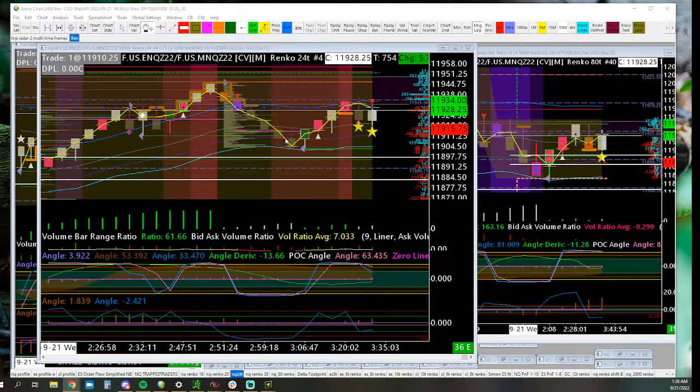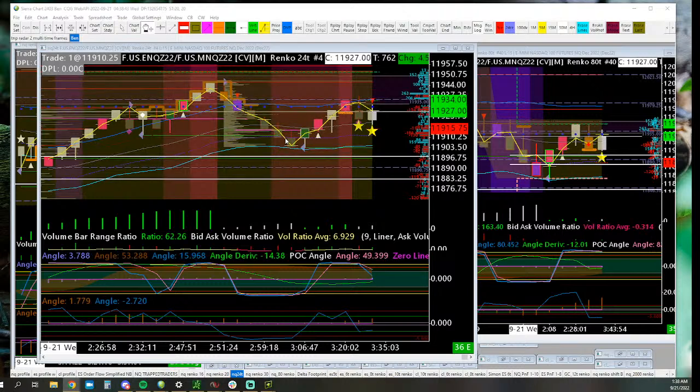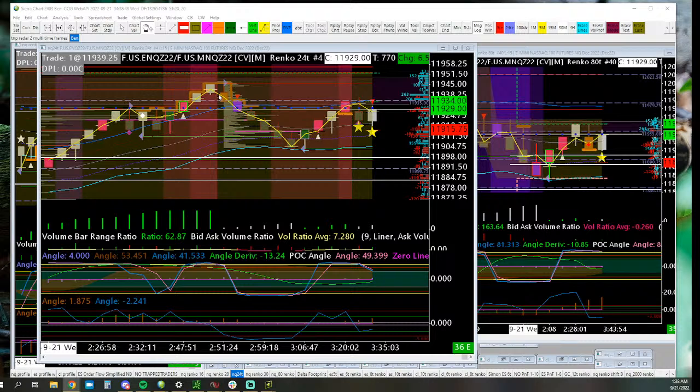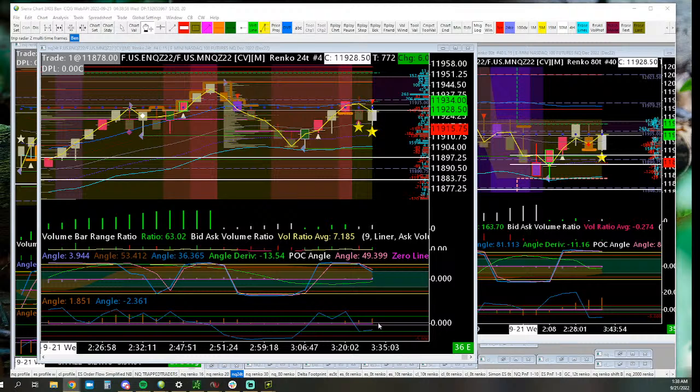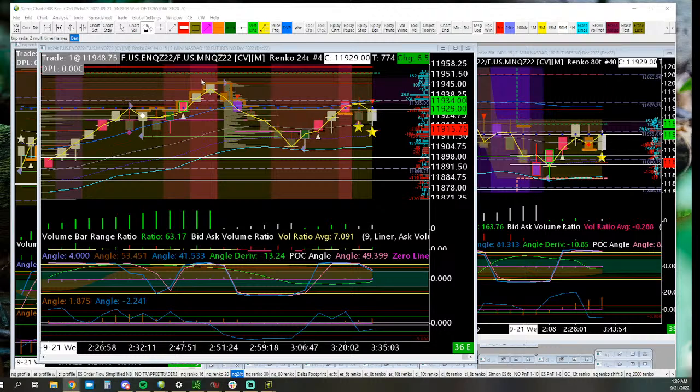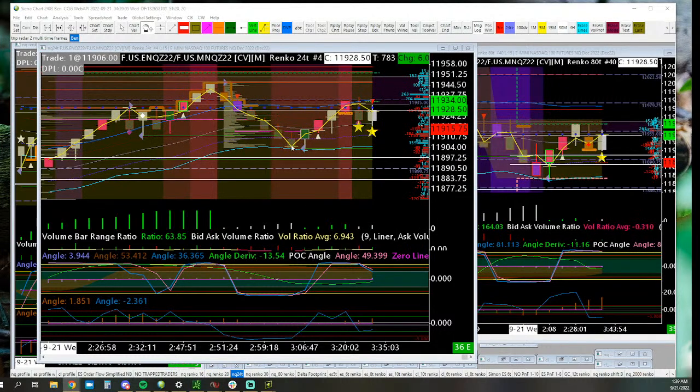But those slow developing moves, they can take a long time in Globex or London. They can take a long time in New York. But if you think about it, like this move down only took 10 minutes, 15 minutes. This move up has taken almost 30, right? So if you think about what that means, all the momentum was to the downside and everybody got short. And then they ground back up.